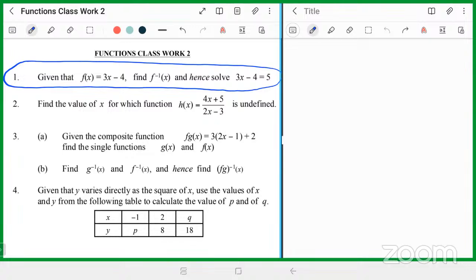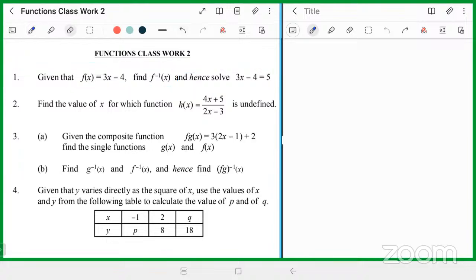Right. So that's the first question. And it gave us this simple function right here. That simple function. And it asks us for f to the -1. And then here it said hence. We have to solve this equation. So the hence means that we want to use this function. That's what the hence means, use this. So that means use that we just asked for.